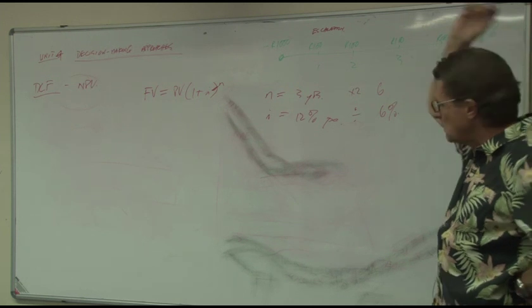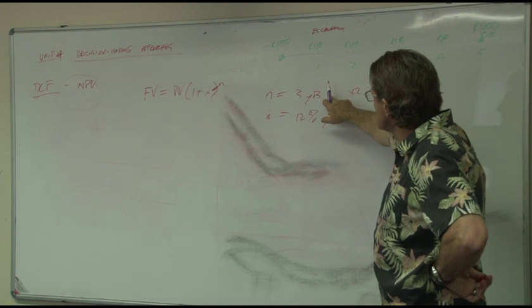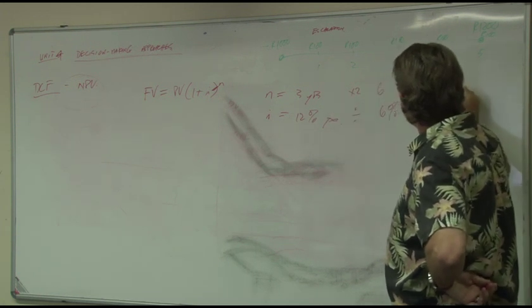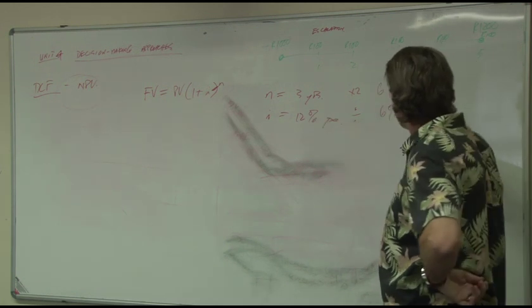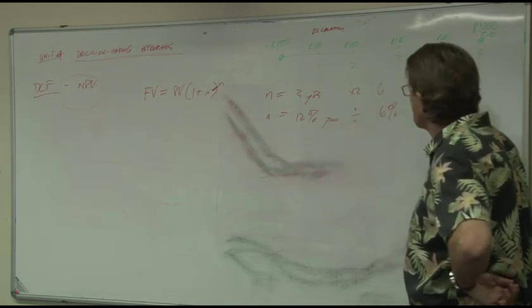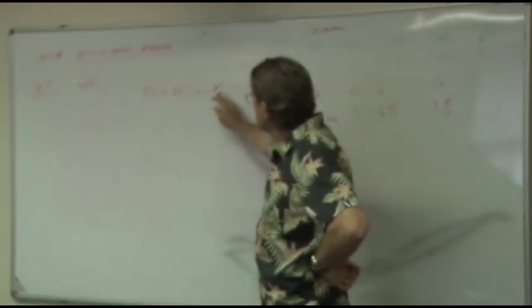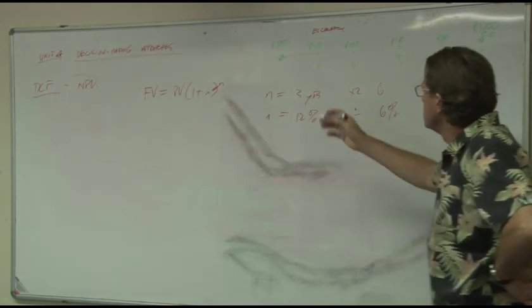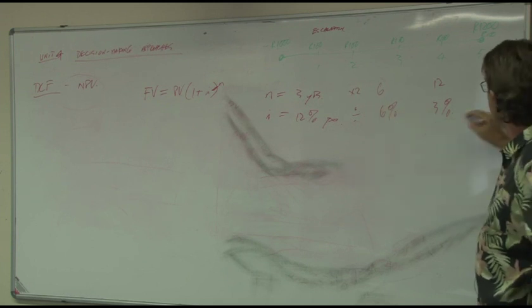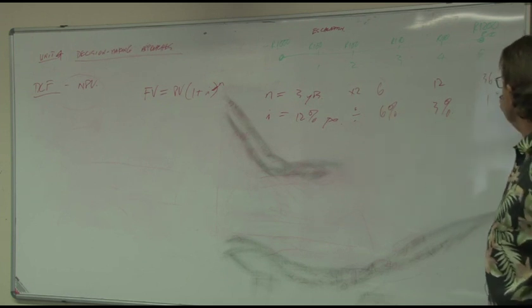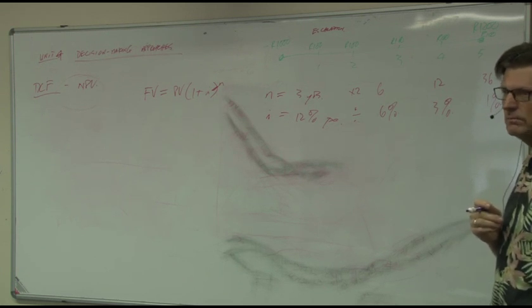If you're looking at quarterly, the quarterly is every 3 months, so it'll be 12 periods, and then r will be divided by 4, so it'll be 3%. So these two must correspond. If you're looking at monthly, then obviously 3 times 12 is 36 periods, and then 12 divided by 12 is 1%. They must just correspond.